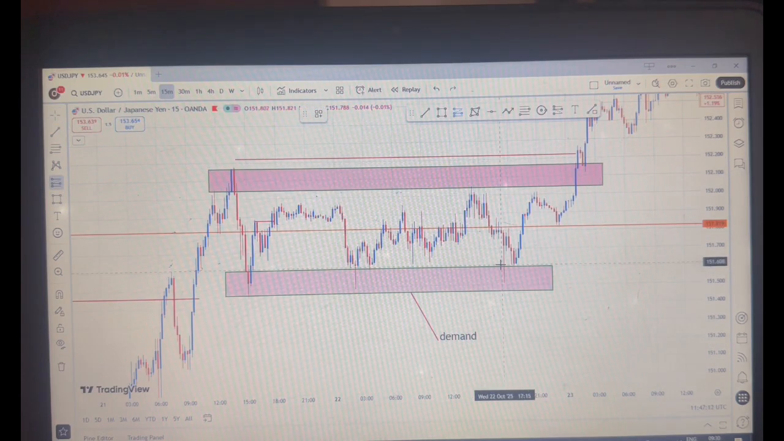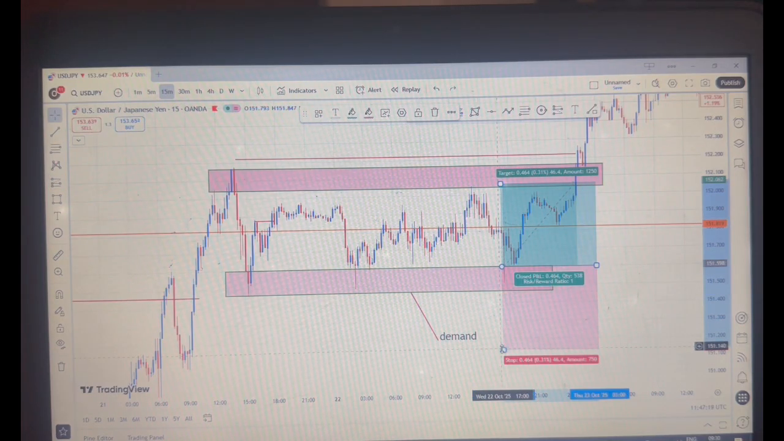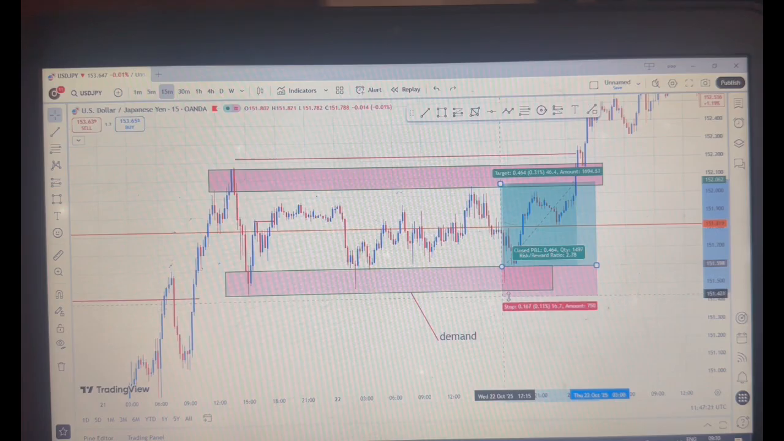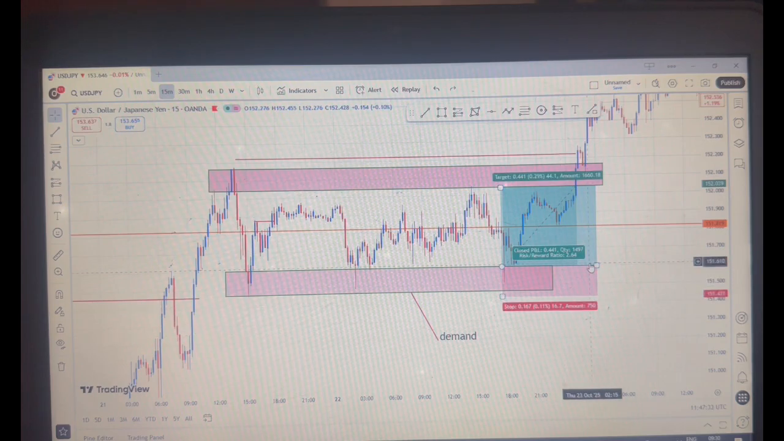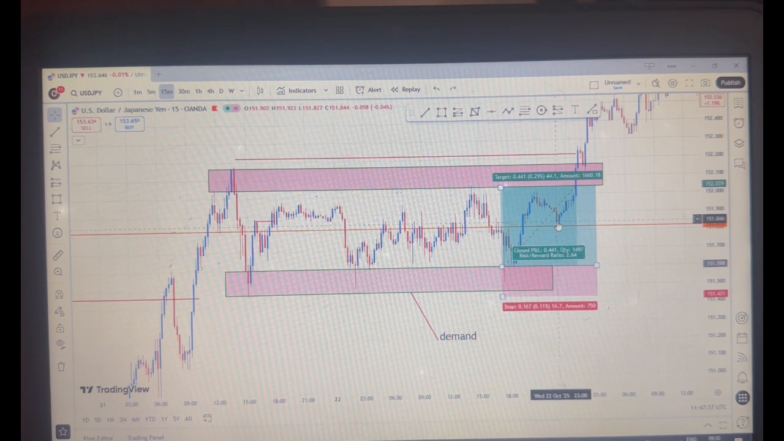So like you can see, we are entering from this point and putting our stop loss slightly below this demand zone and our TP right here. So what is it giving us? 2.64. That is times 2 of our entry. It's also a good entry.